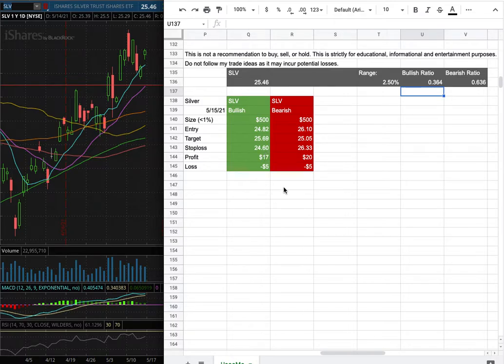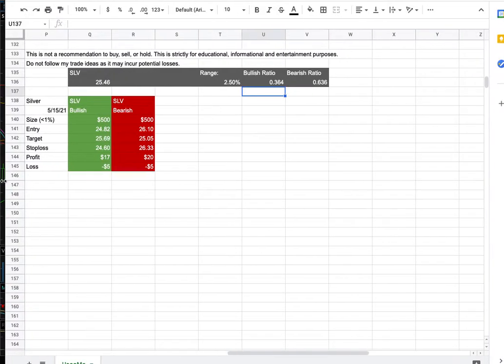However, if I were to open a short position, my entry is at $26.10. My sell target is at $25.05, and my stop loss is at $26.33. So whichever entry price were to hit first, that'll be my position of the week.